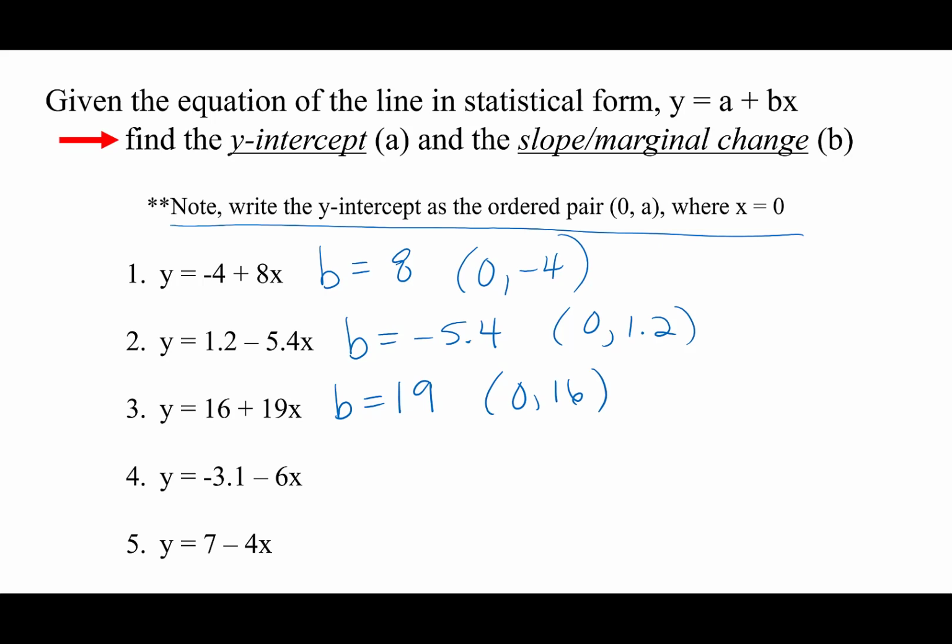Number four, the equation is y equals -3.1 minus 6x. The marginal change is -6. And the y-intercept is (0, -3.1). Number five, y equals 7 minus 4x. It has a slope of -4 and a y-intercept of (0, 7).